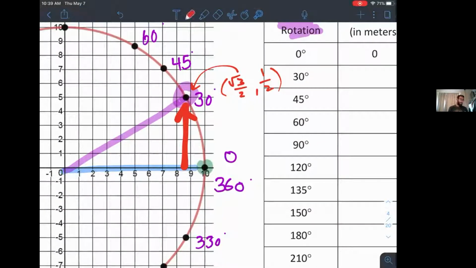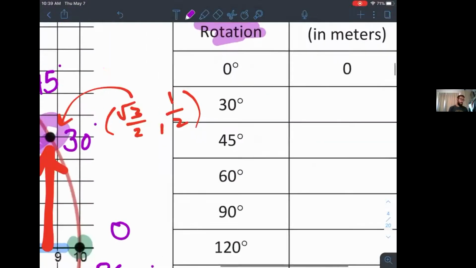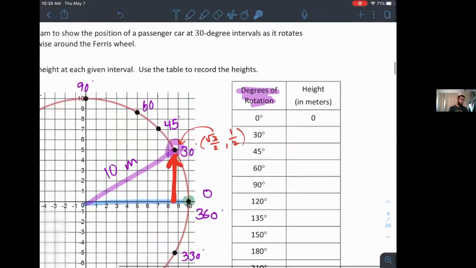So I know my radius is 10 meters. That's our basic unit that we just described. And I know that my y value, what we're really looking for, because that's all I care about, is just going to be 1/2 of that. So effectively, the height at a 30-degree movement on a 10-meter radius would be 1/2 of 10, which is equal to 5.